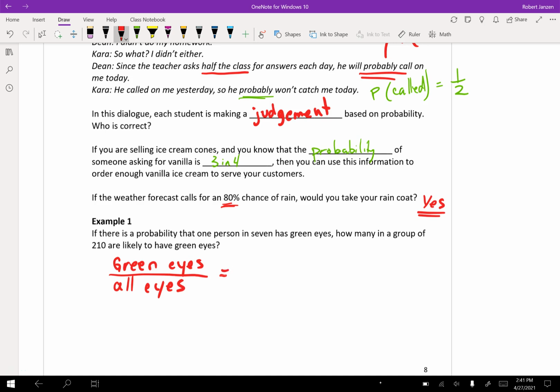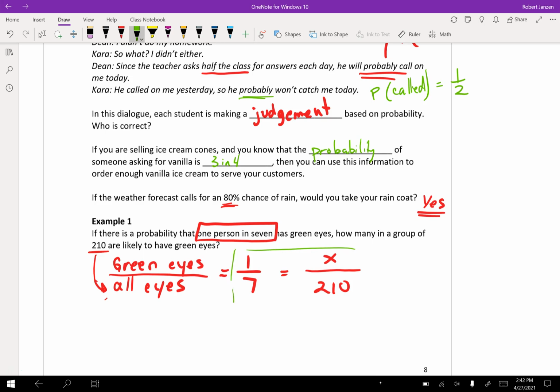Okay, we know that there is a probability of 1 in 7. So 1 out of 7 has green eyes. 1 green eyes compared to all eyes is 7. Okay, and then we're told that there are 210 total people. So let's set this up as a ratio. Would the 210 go on the bottom or would it go on the top? Well, what is 210? Is 210 the number of green eyes or the number of people? It says that there are 210 people, so they're going to be down here. So this is what we want to find out.